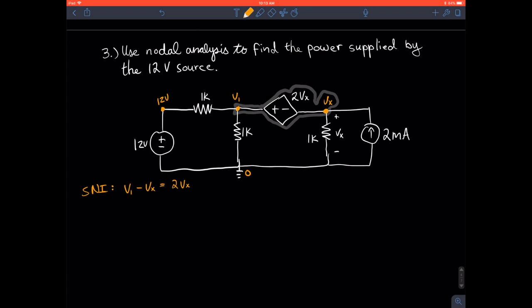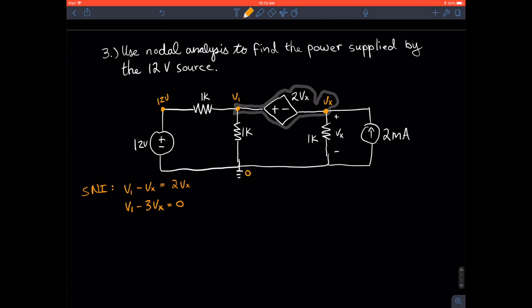And since we want to put everything that is not a constant on the left side of the equation, we'll go ahead and rewrite this as V1 minus 3Vx. I just brought the 2Vx over to the left side, and that's equal to 0. That's one equation. We need 2 equations and 2 unknowns.